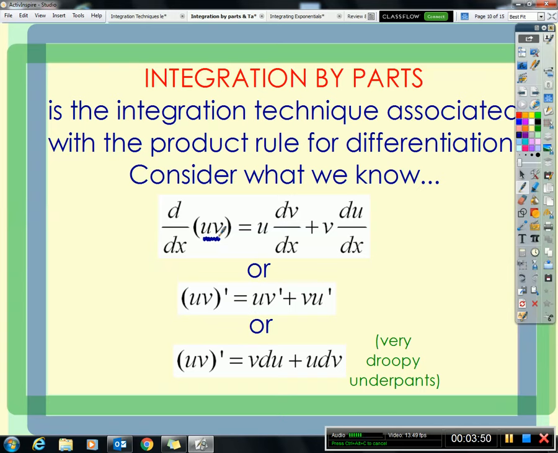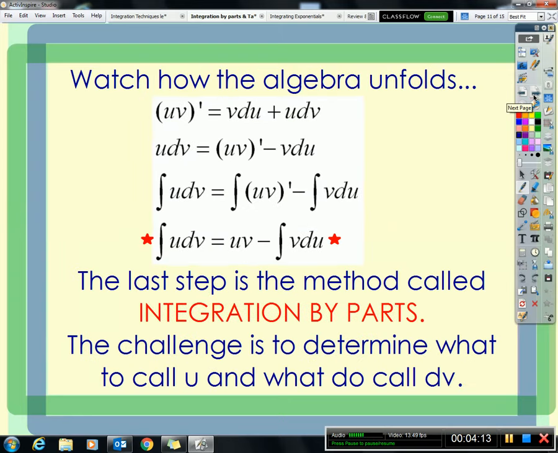And what we get down to, instead of me using this Leibniz notation, and instead of me using the prime notation, you're used to me using the VDU, UDV notation with the very droopy underpants, just because it's a cool little memory trick. So I'm going to take the very droopy underpants rule, which is right here, and I'm going to rearrange it. So I want to isolate u dv. To do that, I subtract v du from the uv prime side. So that's what I have here. Now my thinking is I can integrate both sides of the problem. And notice that I'm taking some liberties. Where I need dv's or dx's or du's, I'm not being real formal with my notation.